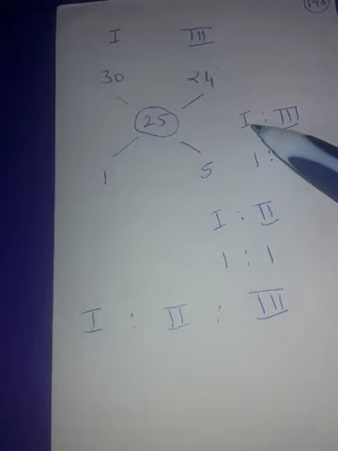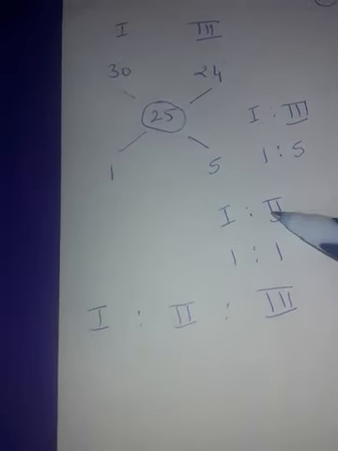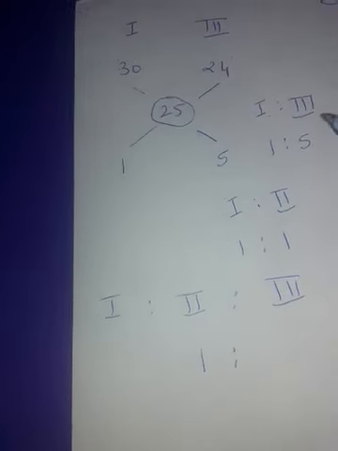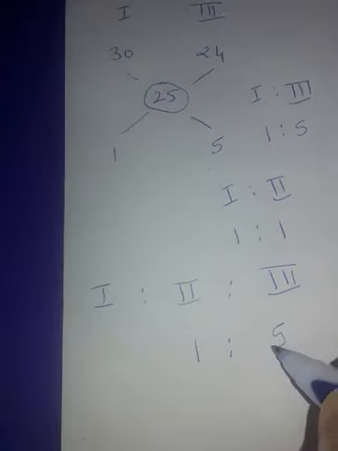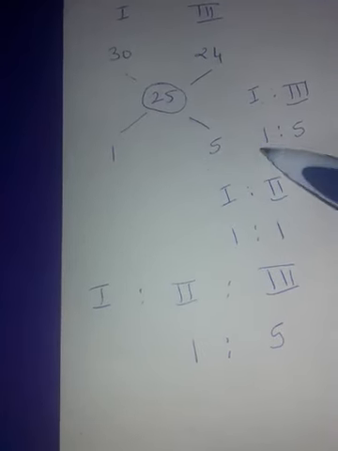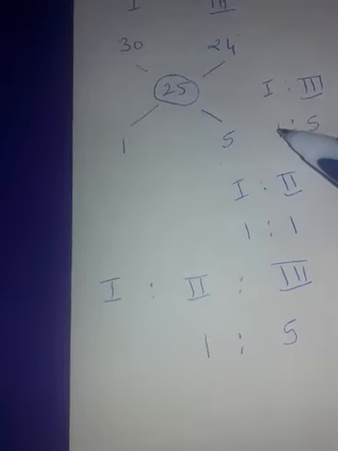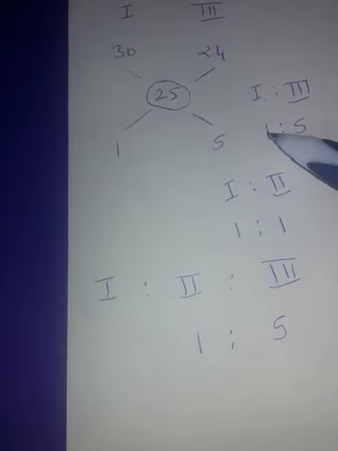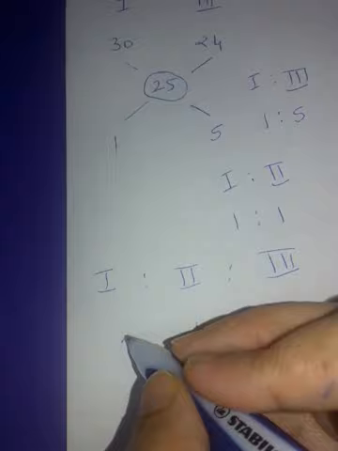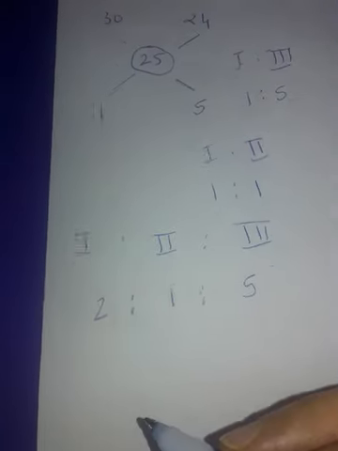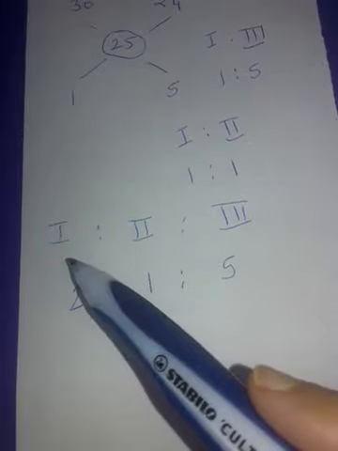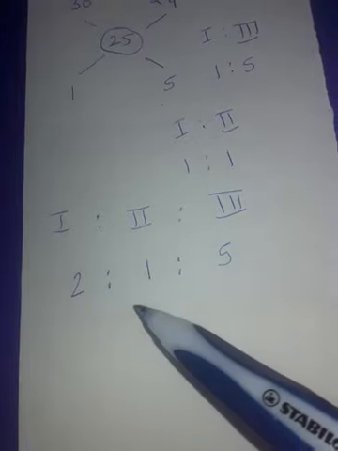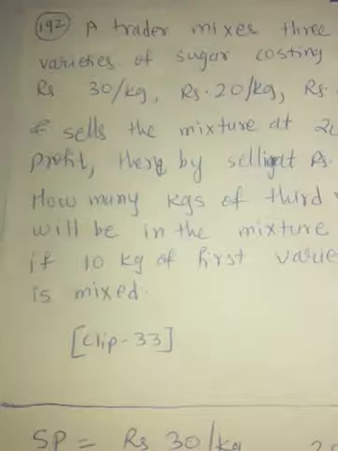What is common in both? 1 is common. 2 and 3 are not common. For 2, the value is 1. For 3, the value is 5. And for 1, I need to add these two values. Whatever is common, you have to add. 1 is common, this quality 1, so I need to add these two quantities. So the quantities of mixture of varieties 1, 2 and 3 are going to be 2:1:5.